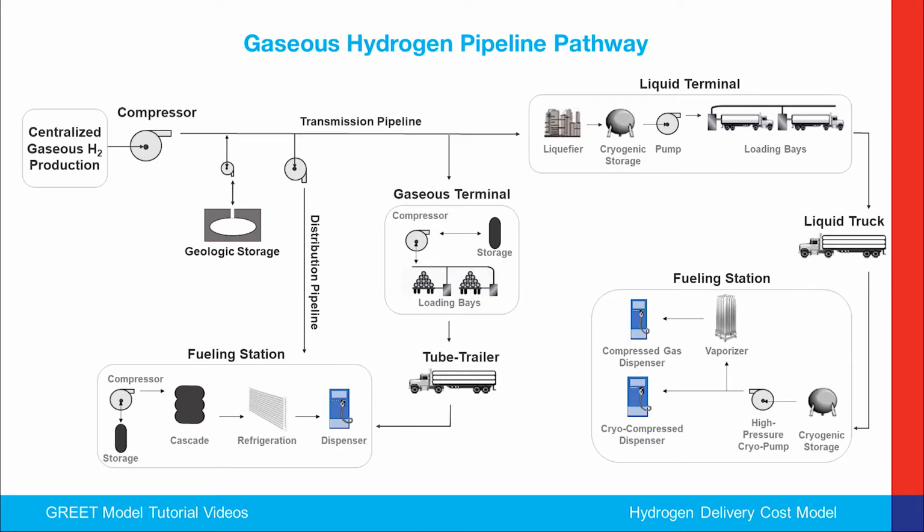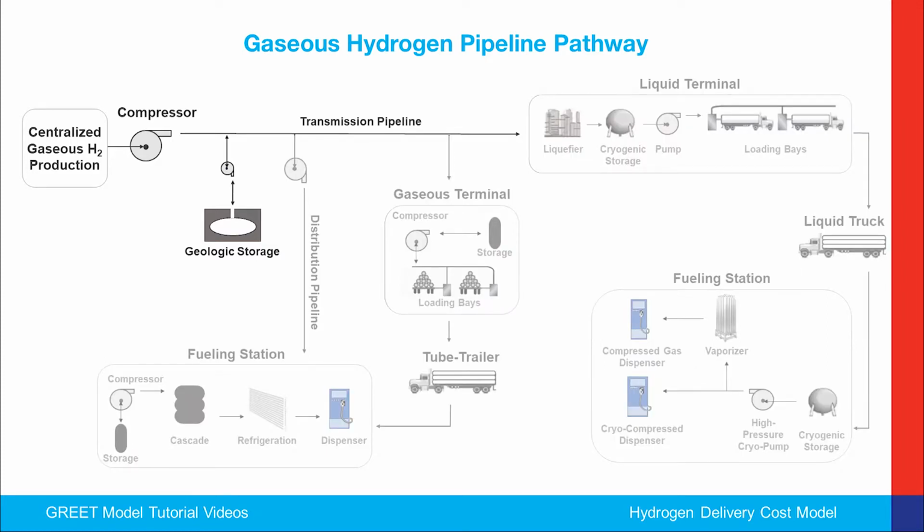In HDSAM, the gaseous hydrogen pipeline pathway begins at a centralized gaseous hydrogen production facility, after which the gaseous hydrogen is compressed and transported in a variety of directions using a transmission pipeline. The transmission pipeline can deliver the hydrogen gas to geologic storage or transfer to a distribution pipeline to deliver the gas directly to a refueling station.